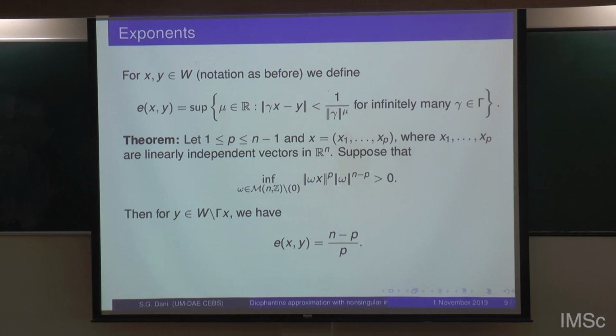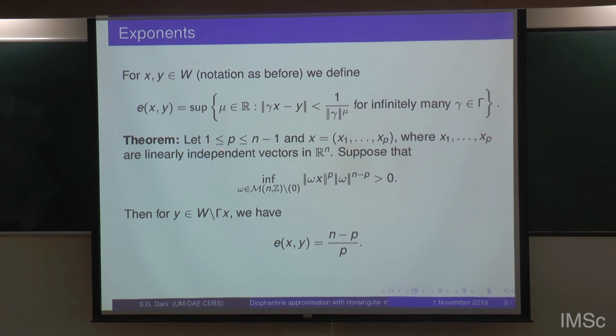Okay, so now there are also other ways of looking at some of this. For any p-tuples x, y, there is a notation for a number that is of interest. You look at all those real numbers mu for which the norm of gamma x minus y is less than the norm of gamma raised to minus mu, for infinitely many gamma in Gamma. This is called the exponent of this pair with respect to the Gamma action.